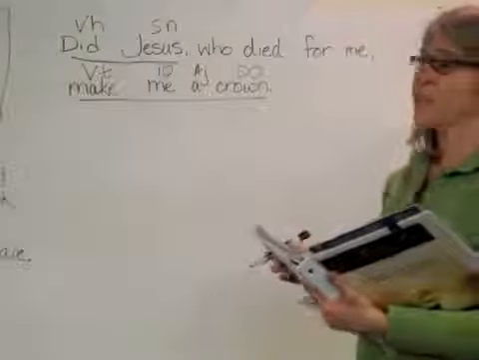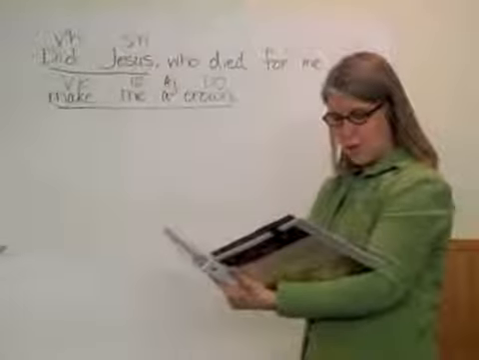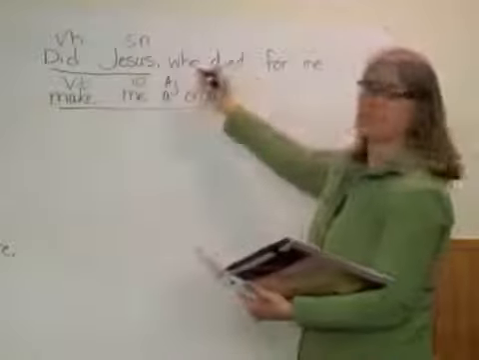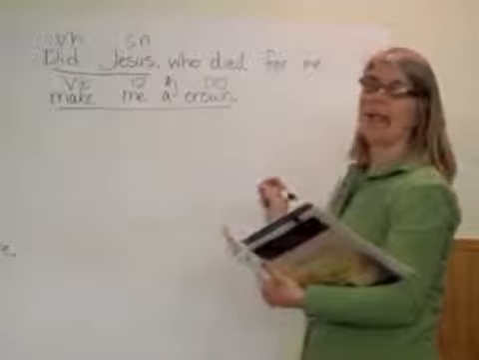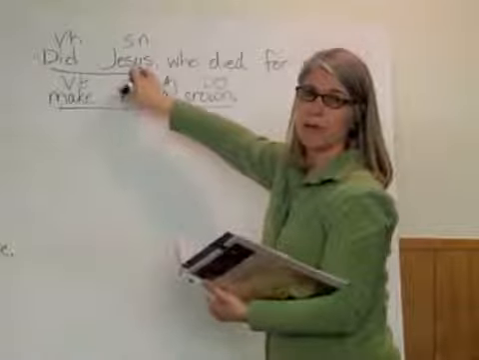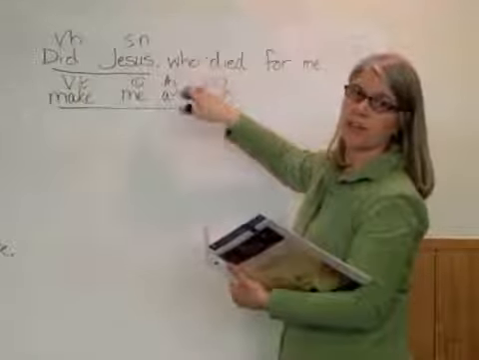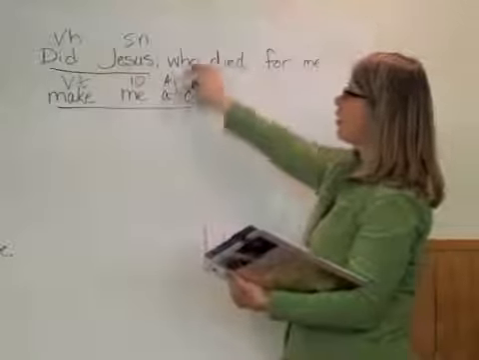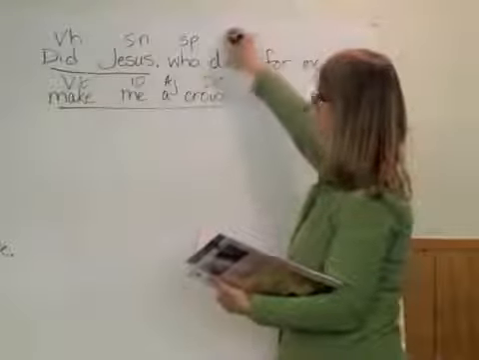We get the chance to go back to our subordinate clause and ask all the questions again. So we ask, which Jesus? The Jesus who died for me. That's our subordinate clause, and it is adjectival because it's answering the question which. It's giving us more information about Jesus, and we know it's also adjectival because it starts with a relative pronoun. Who died? Who? Subject pronoun. What is being said about who? Who died? Verb.